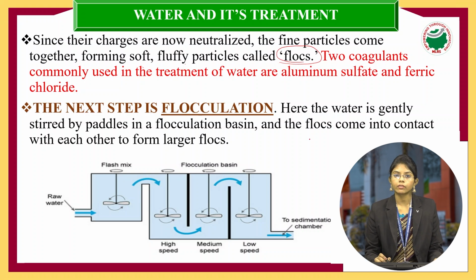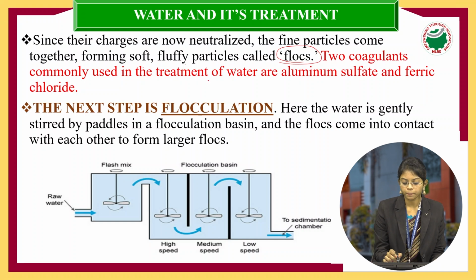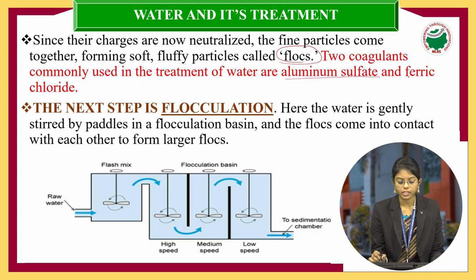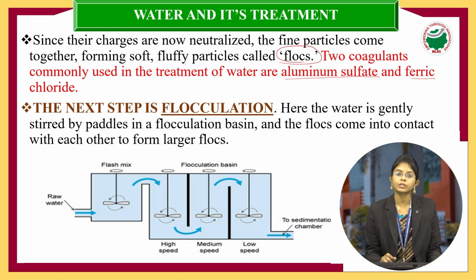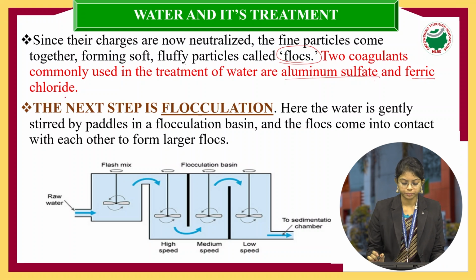So majorly we use two types of coagulants as chemicals: aluminum sulfate and ferric chloride. As we are saying, the coagulation process means we add some chemicals, the coagulants, so they can neutralize the fine particles. Those coagulants are aluminum sulfate and ferric chloride.